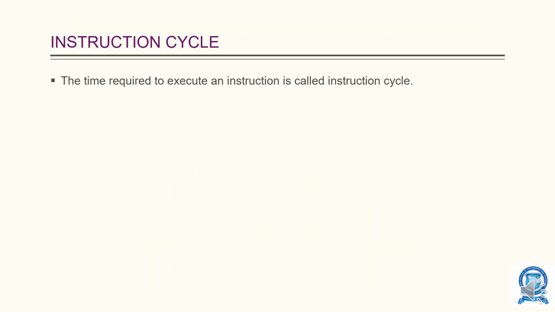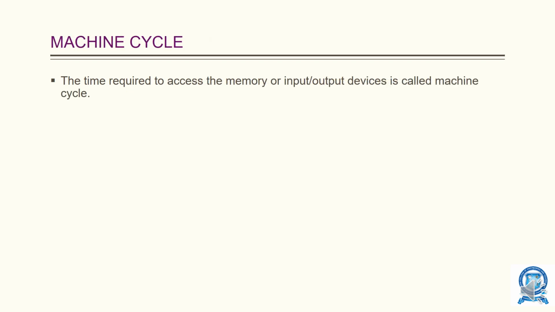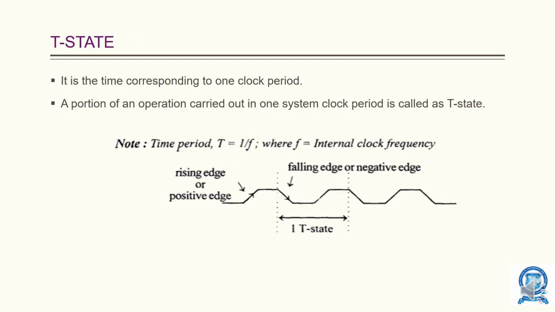Now we come to the instruction cycle. The time required to execute an instruction is called the instruction cycle. Whatever the instruction may be, the time required to execute a particular instruction is called the instruction cycle. Machine cycle: the time required to access the memory or input/output devices is called a machine cycle. As I told you already, in a timing diagram they are represented in terms of T states. So now you need to know what a T state is.